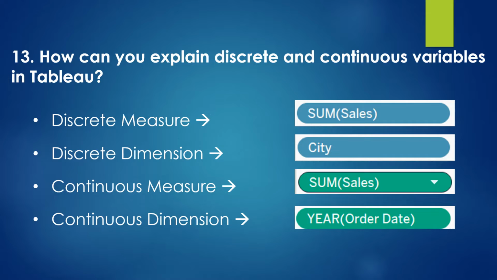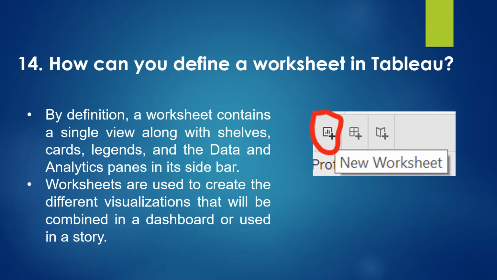So this is just to distinguish between discrete values and continuous values from the colors. And as we have said, both measures and dimensions can be discrete or continuous. How can you define a worksheet in Tableau?